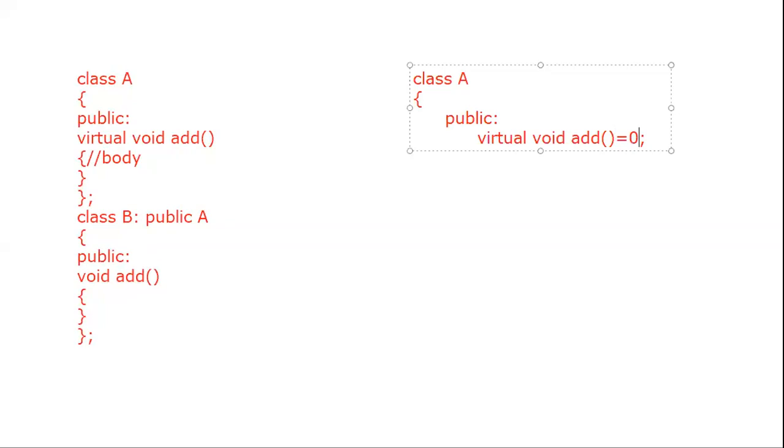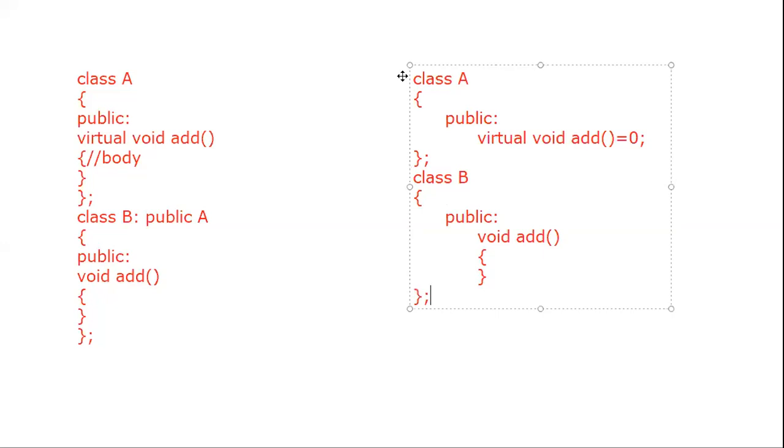For this add function, no body is available inside the base class, and the remaining part is the same as what is available inside class B. Public, remaining part as it is, void add, and inside class B we are going to access all the data members from class A. So this is the representation of a pure virtual function.